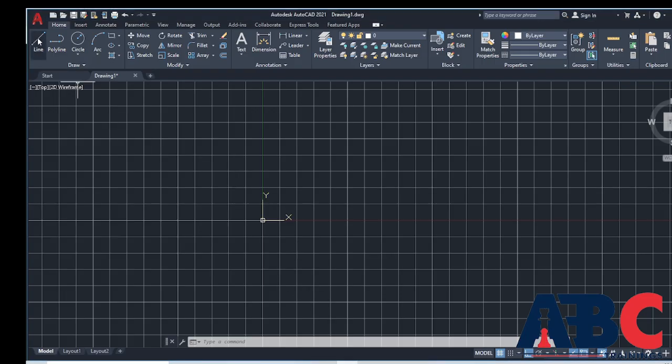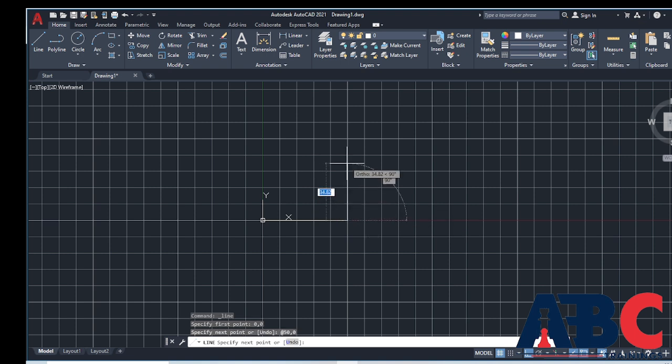See, first of all, take a line command, then give the coordinates of x and y. 0, 0, enter. Then give the value of x and y for next point. X 50, y 0, enter.